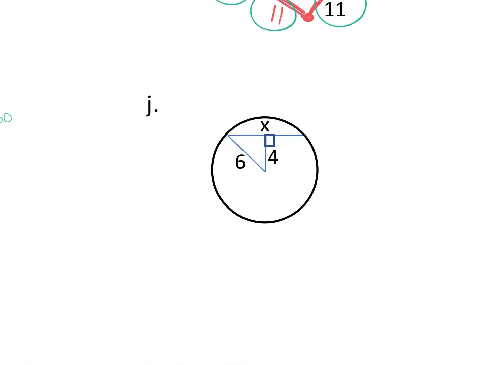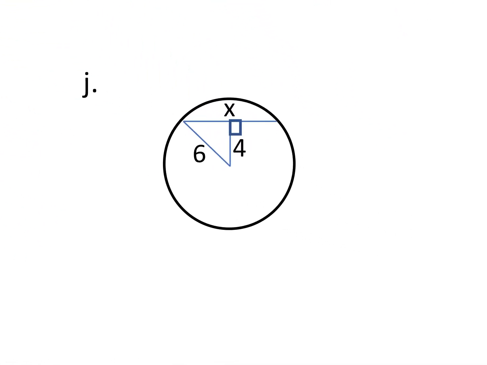And then J, your X here is the full length of the chord. So if this is a right angle, then this is a right angle. So we're looking at a right triangle. Remember, this is the one where I always called this piece of it Y. So this would be 4 squared plus y squared equals 6 squared. So take away the 4 squared, and you get y squared equals 36 minus 16, so that's 20. And then we're going to take the square root of 20.